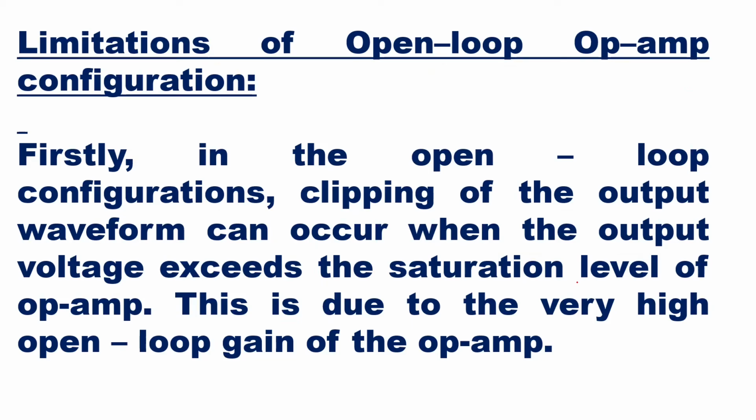So what are the limitations of open loop op-amp configuration? Firstly, in the open loop configuration, clipping, that is some part of the output waveform, will be clipped off. Clipping of the output waveform can occur when the output voltage exceeds the saturation level of the op-amp because the gain is very high. So instead of getting a correct analog output waveform, it can be clipped. It can go to saturation. This is because of the very high gain of the op-amp. This is the first drawback of open loop configuration. You cannot control the gain.